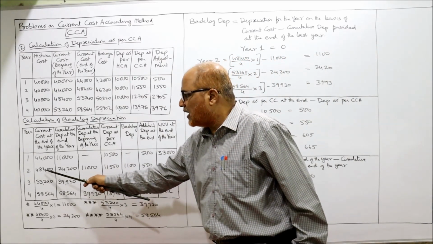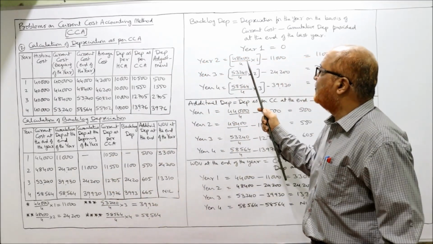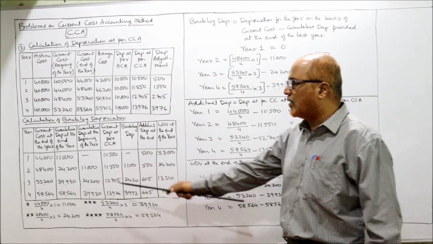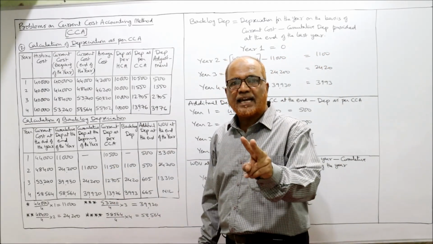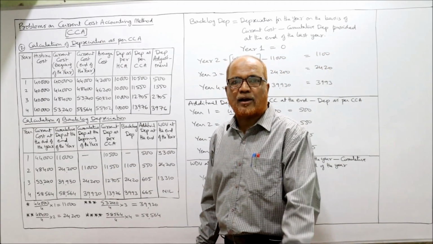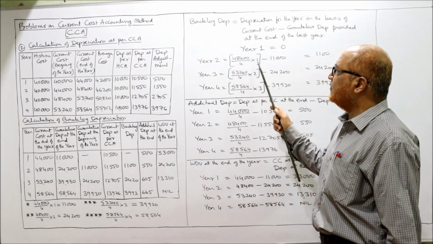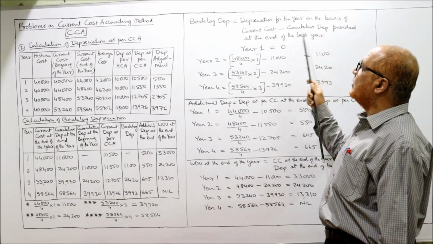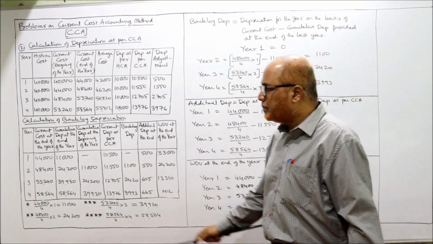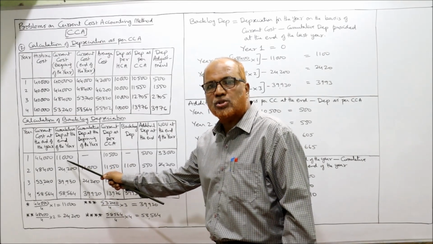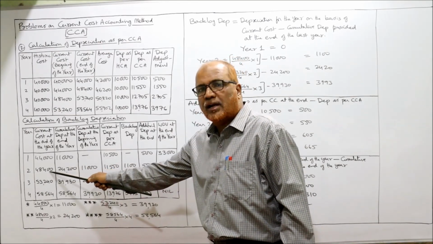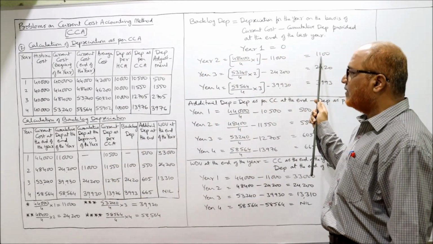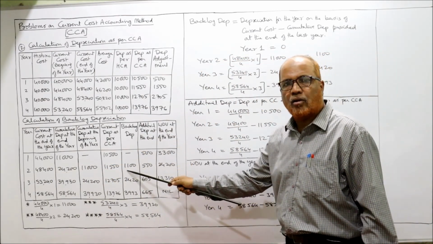Second year, what is the current cost? 48,400. So 48,400 divided by 4 into 1, because for the second year we are calculating the first backlog. So multiply by 1: 48,400 divided by 4 into 1 minus cumulative depreciation of the previous year. Previous year cumulative depreciation is 11,000. So 48,400 divided by 4 minus 11,000. You will get 1,100. So 1,100 is the backlog depreciation.